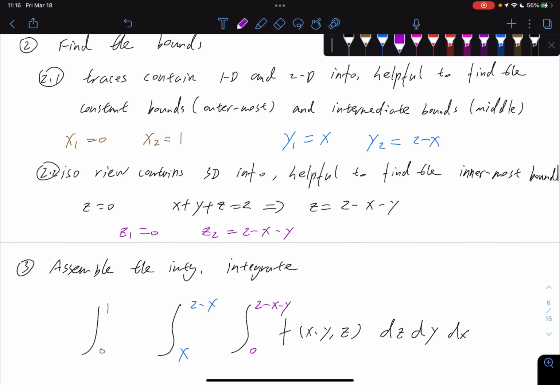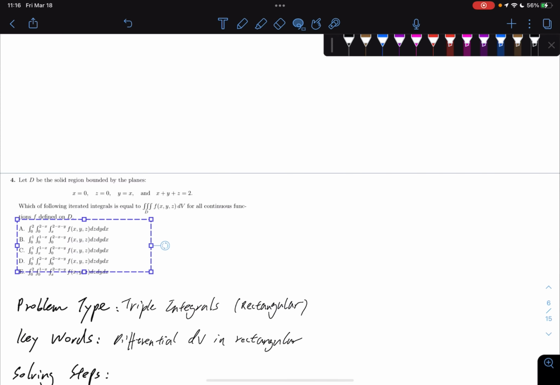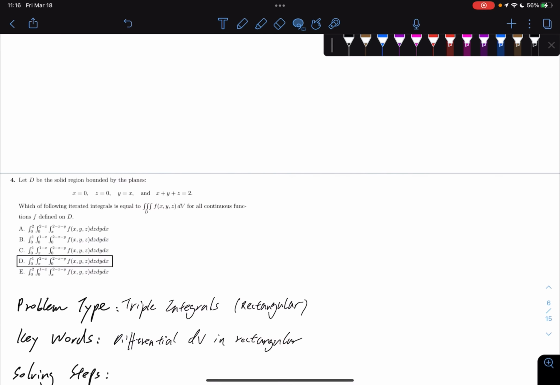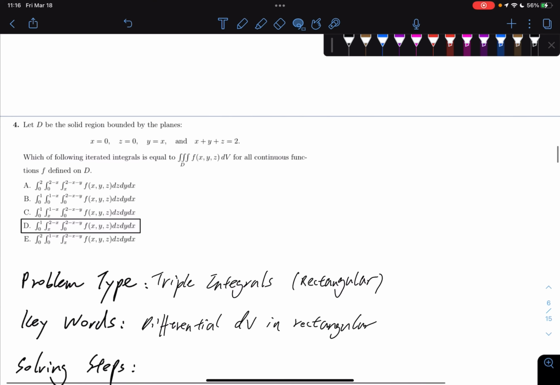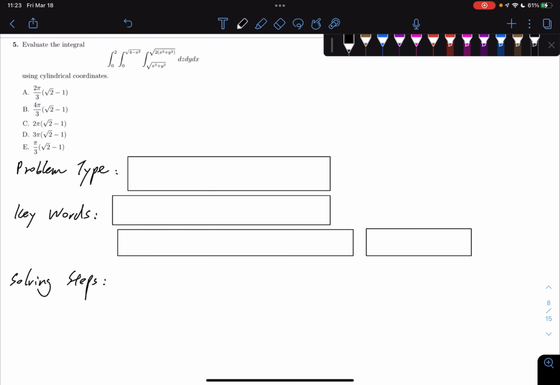And if we go up to our answer choices, we'll find Bravo, answer choice B. Answer choice B will be the correct answer. So that is question number 4. All right, question number 5.